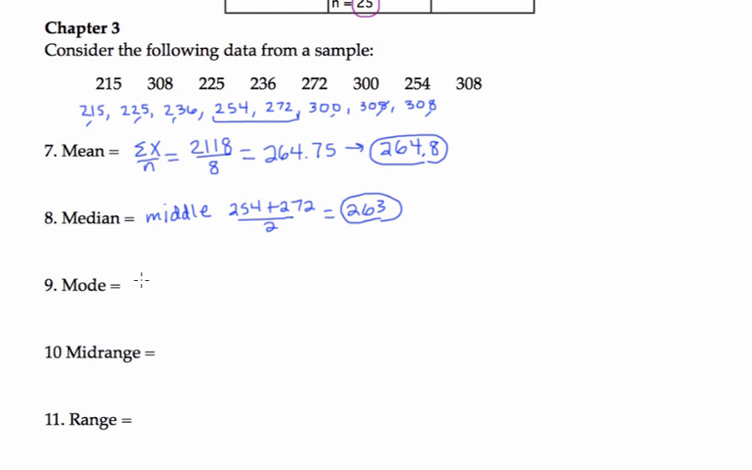Mode means most often. I have 2 data values of 308. That's my mode. Oops, 308.